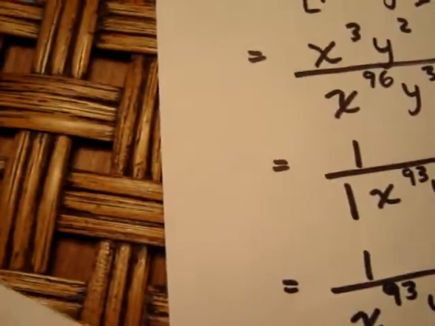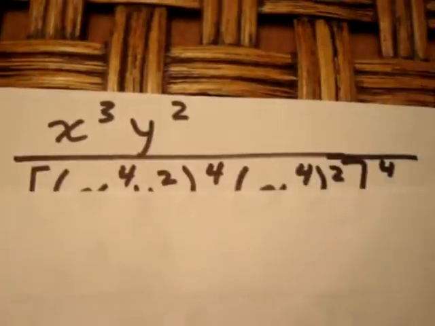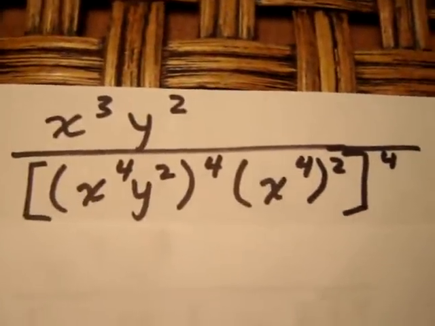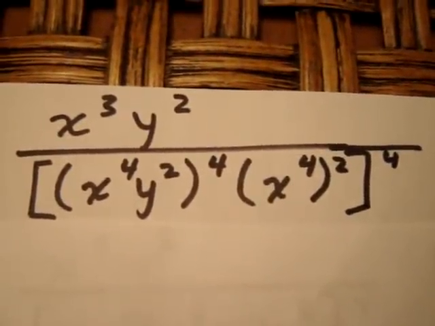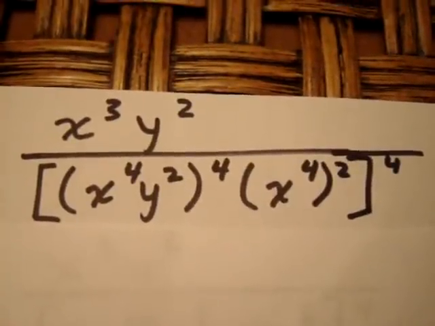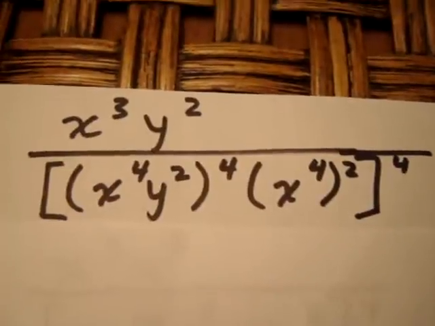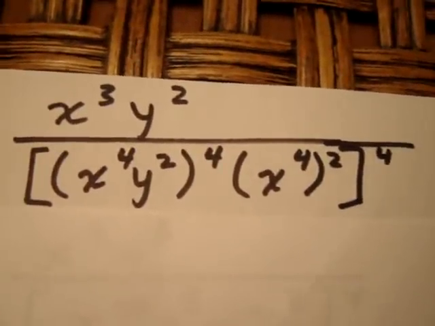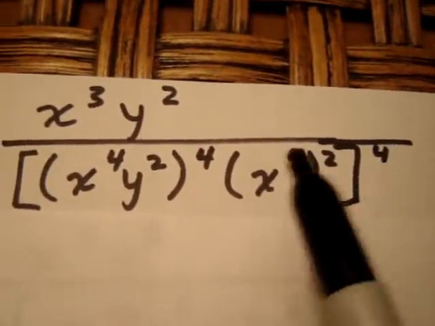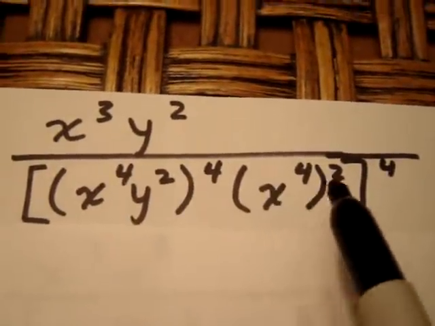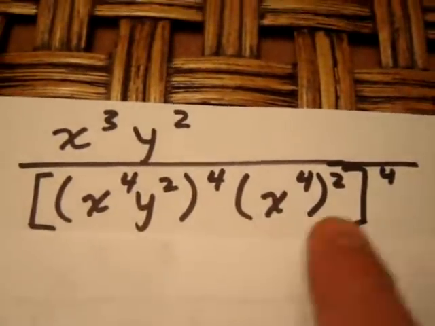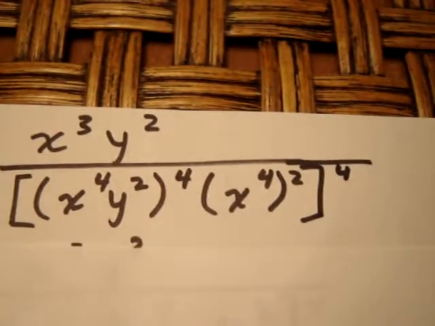For our last question in this section, we have x cubed y squared all over (x to the 4 y squared) quantity to the 4, times x to the 4 quantity squared. That entire denominator is to the exponent 4. In a situation as complex as this, we're going to begin inside the large bracket and then we're going to work out to this last exponent.